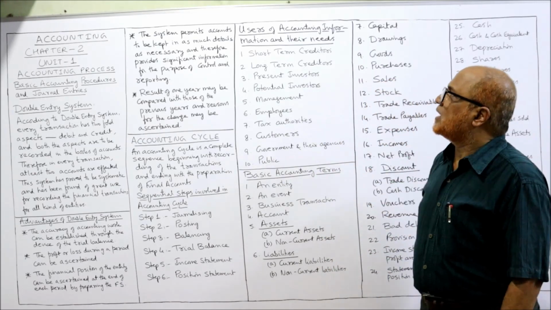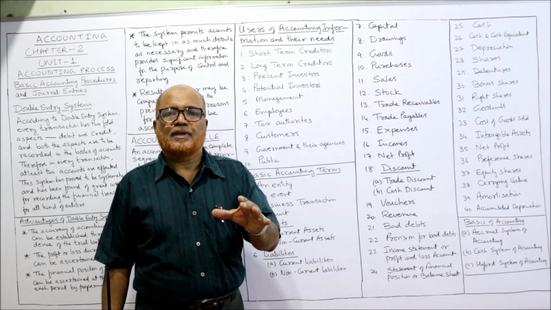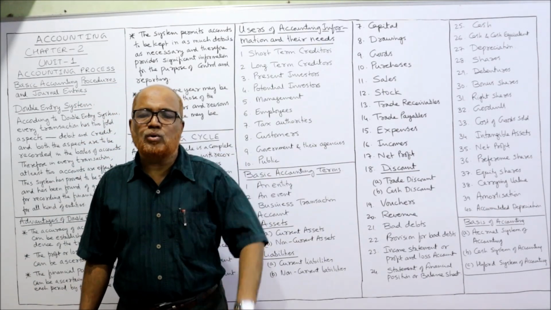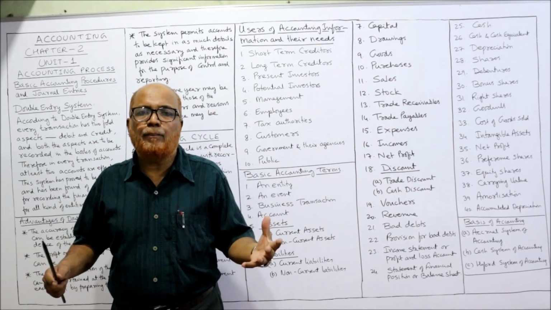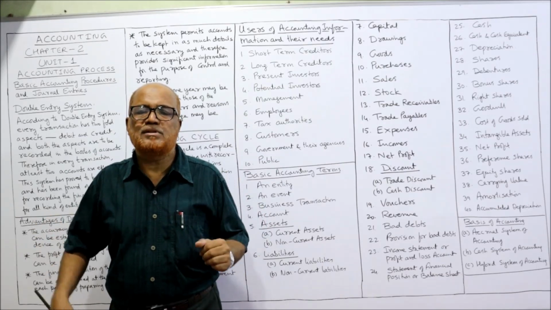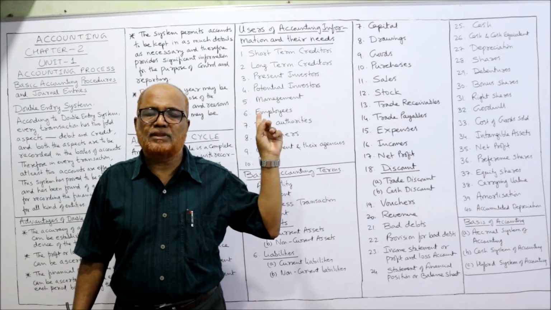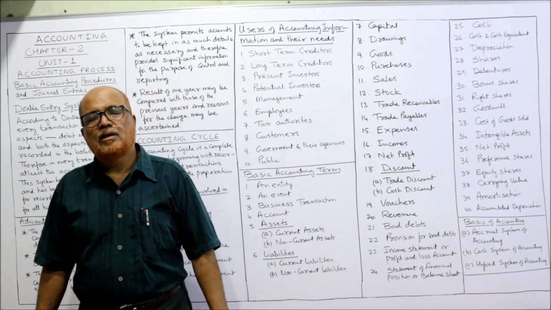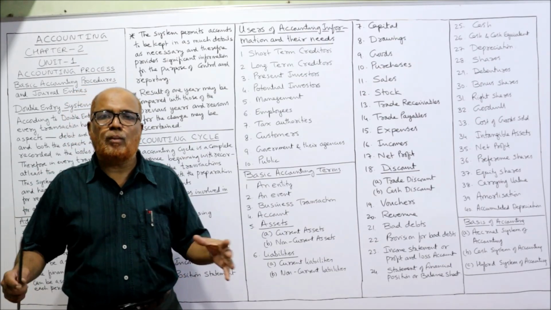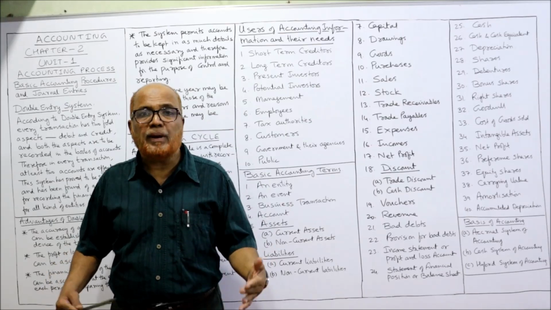Now, users of accounting information and their needs. See, accounting is the language of business. The business will communicate with the outside world, with different people, about the performance of the business and about the value of the business. The communication with the outside world is with the help of accounting. So this accounting information is needed by so many stakeholders. They are called users, for different purposes.